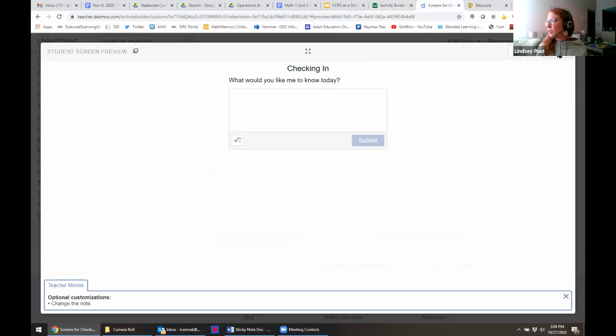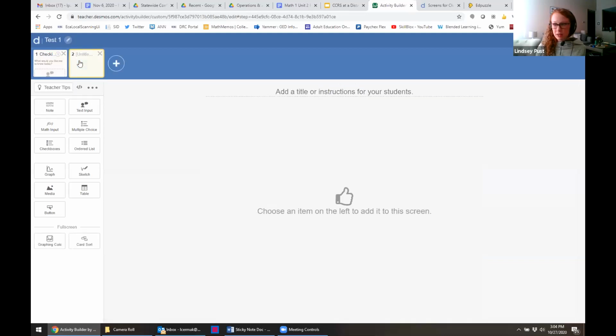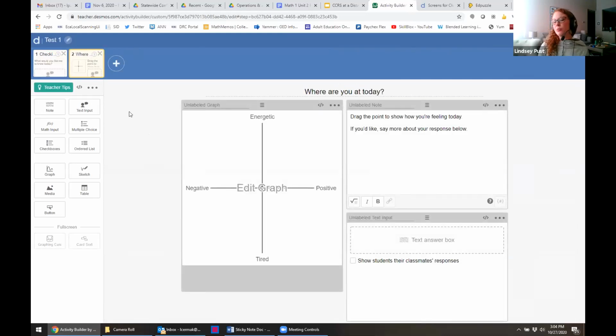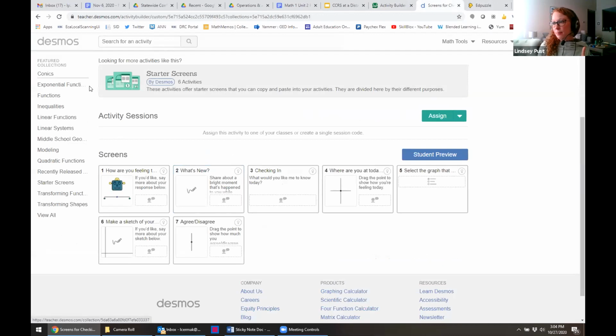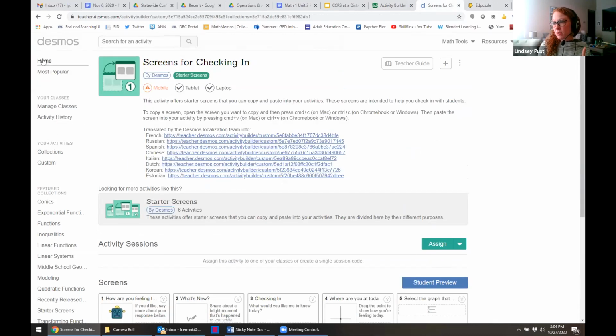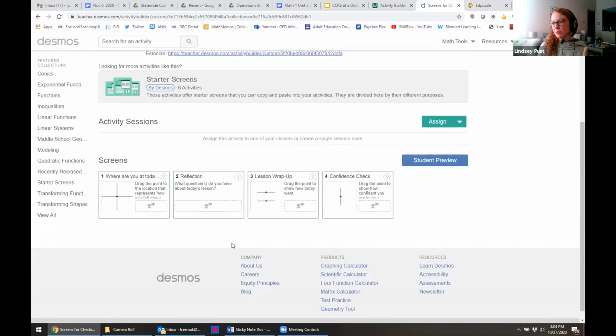So, okay, say I want to do another question about where people are. Copy, go back, plus sign, Control V. The right click doesn't work, but Control V does. To copy paste, you can edit it. And then it's as simple as, well, one more, sorry, backing up. With these starter screens too, there are these ones for checking understanding with formative assessment. Where are you at today? What questions do you have about today's lesson?